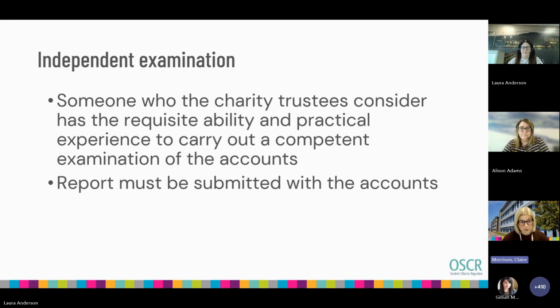And another question we were asked before today was around a register of independent examiners and whether OSCR maintains a register. We don't maintain a register of independent examiners, and the rationale for this is it wouldn't be appropriate for us to do so. We are the charity regulator and we don't have the capacity or the resources to be able to go and check every independent examiner has the knowledge and skills required to be able to undertake that work. So it really is up to the charity trustees to identify a suitable independent examiner. And there are agencies who can support with finding an independent examiner, such as local third sector interfaces, and look at local accountancy firms and things as well.